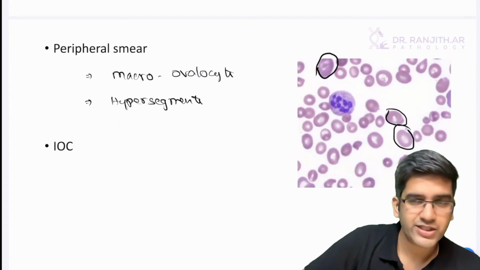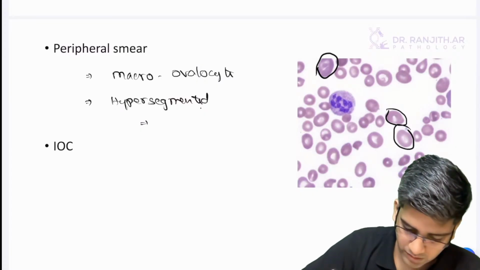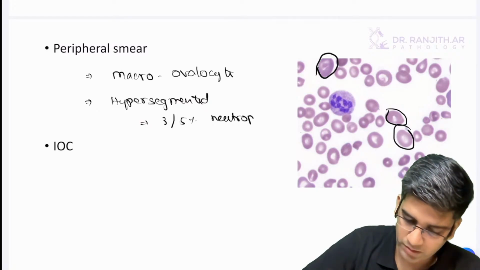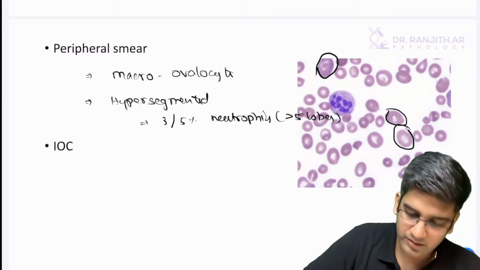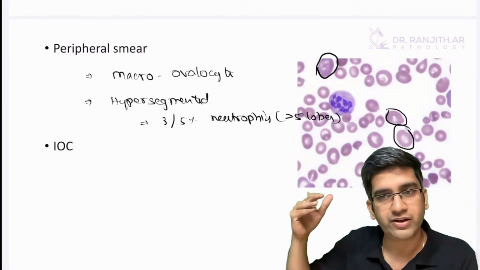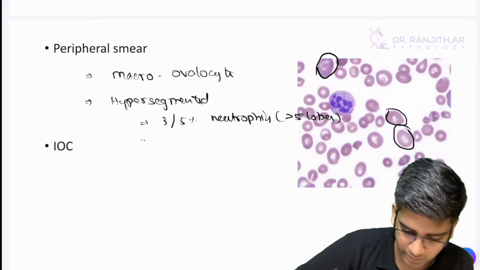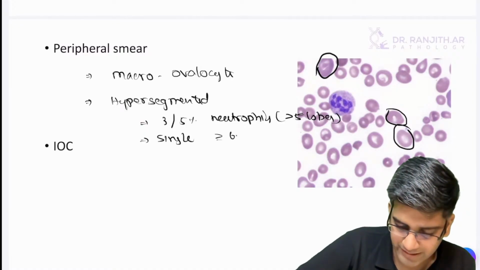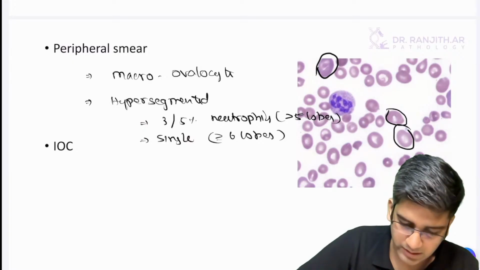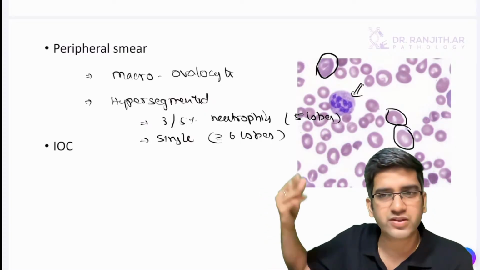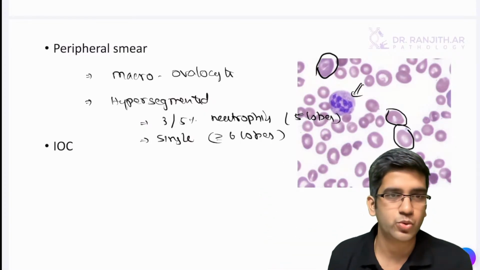See, hypersegmented neutrophils has two definitions. One, I have 3 or 5% of neutrophils with more than 5 lobes. In India, it's a different thing. In the US, it's a different thing. Some countries say 5%, some countries say 3%. So that's why I put 3/5% of neutrophils having more than 5 lobes, or even a single neutrophil having more than or equal to 6 lobes. If it has 5 lobes, I'll call it a hypersegmented neutrophil or something like this. If there are more than 6 lobes, that's enough for me to call it a hypersegmented neutrophil, right?